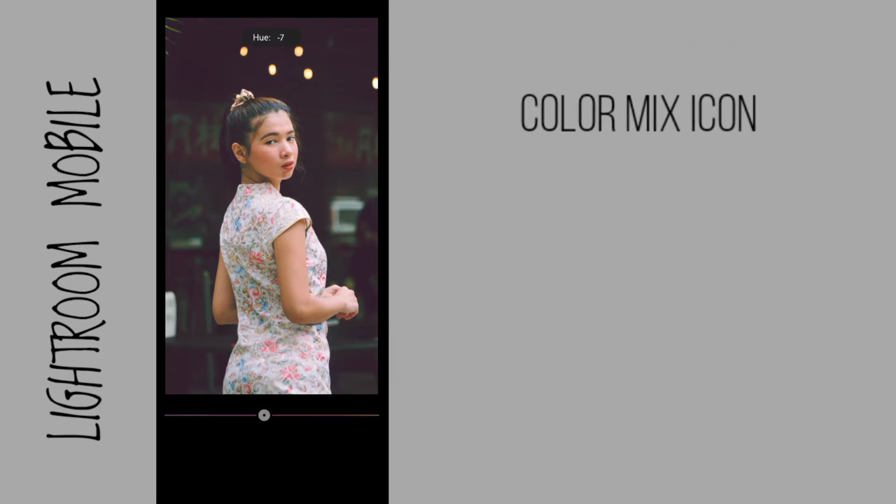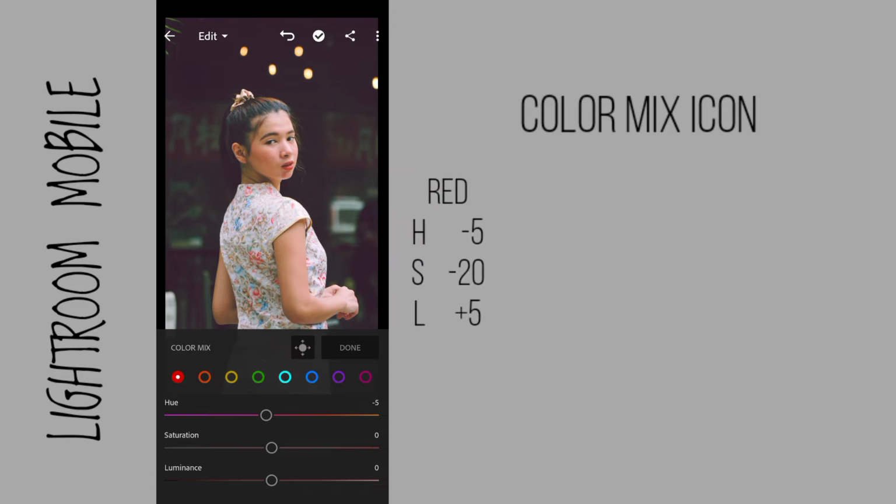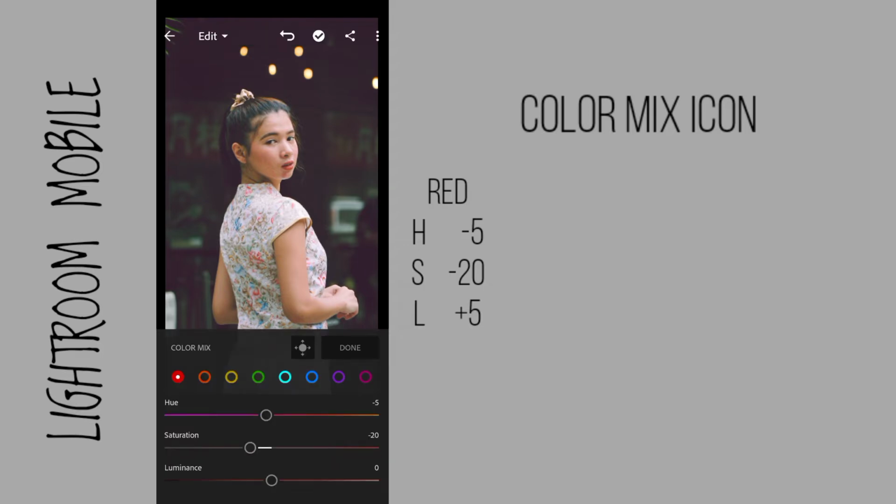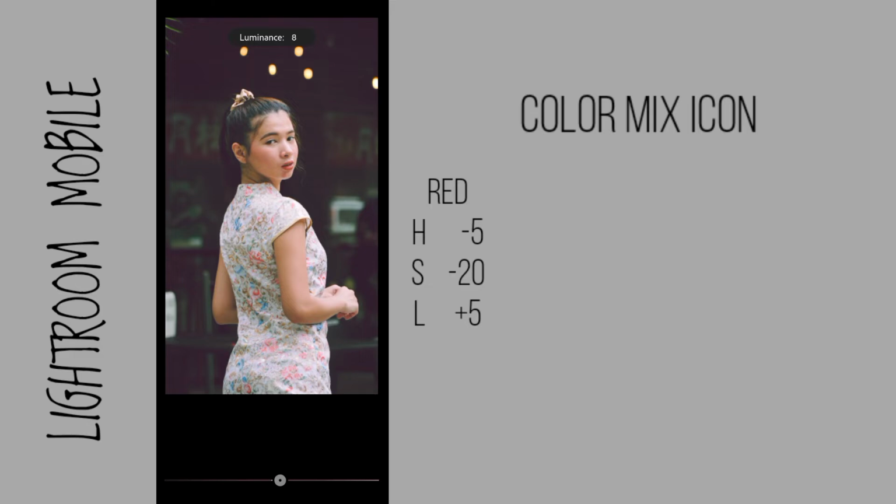Go to color mix. Go to red. Hue to -5, to add more red on her lips. Saturation to -20, to reduce intensity of red. Luminance to +5, to brighten her lips.